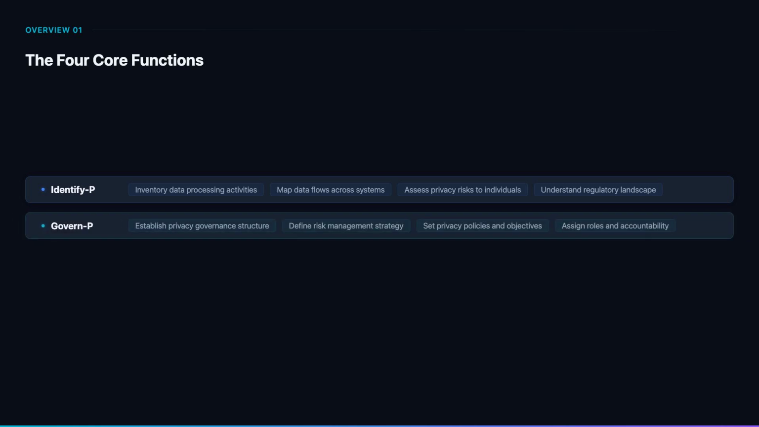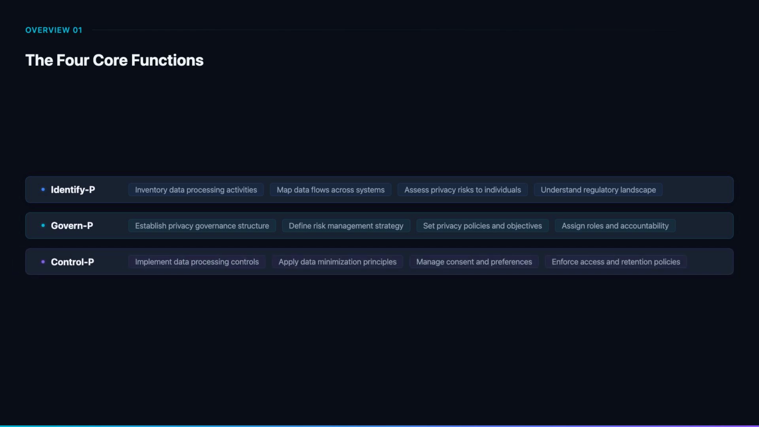Govern-P establishes the governance structure. Define your privacy risk management strategy, set policies and measurable objectives, assign roles with clear accountability, and ensure leadership commitment. Governance turns privacy from an aspiration into an organizational discipline.